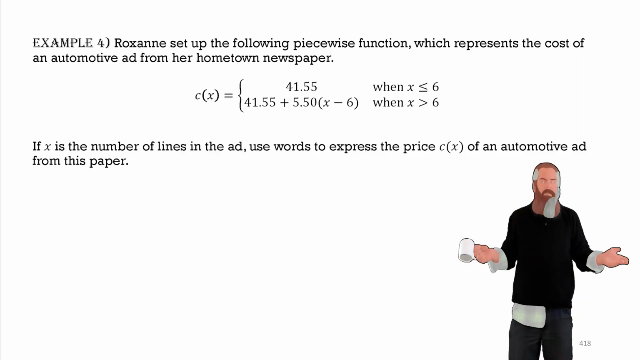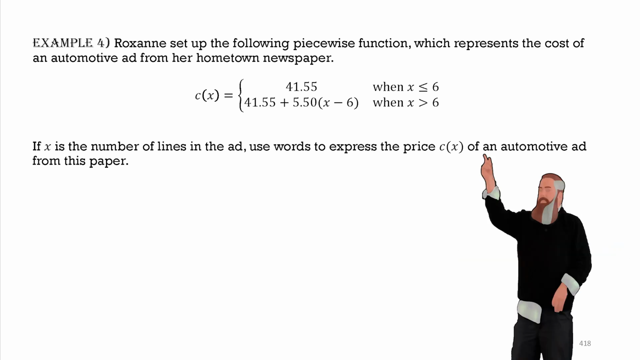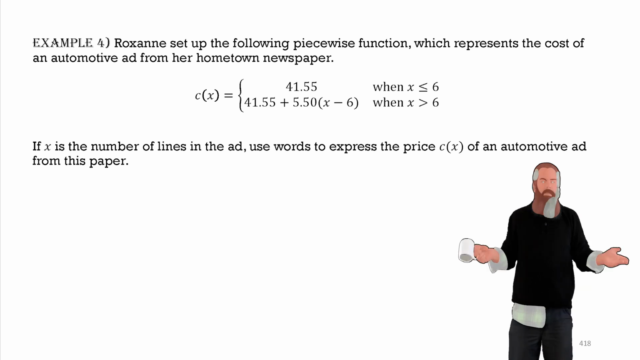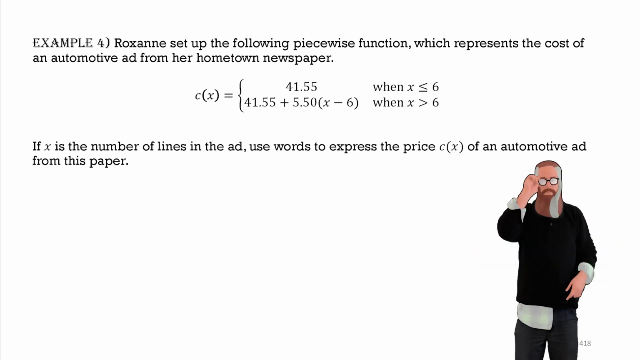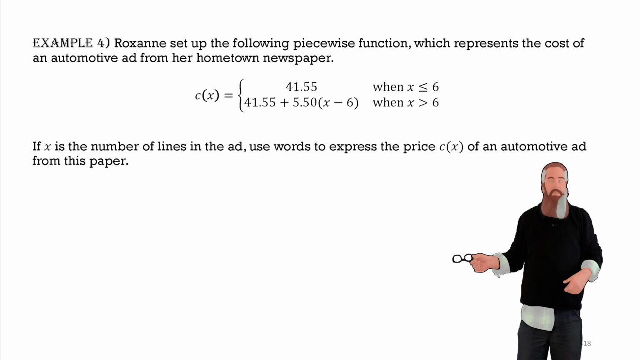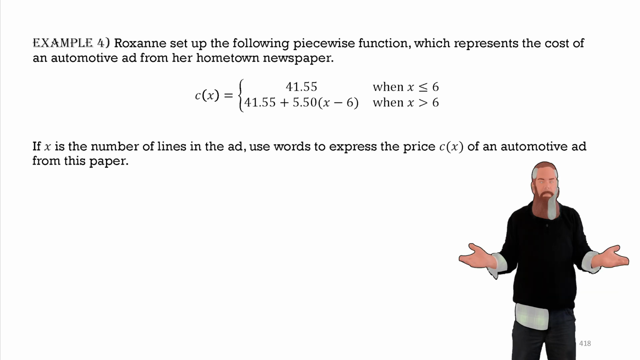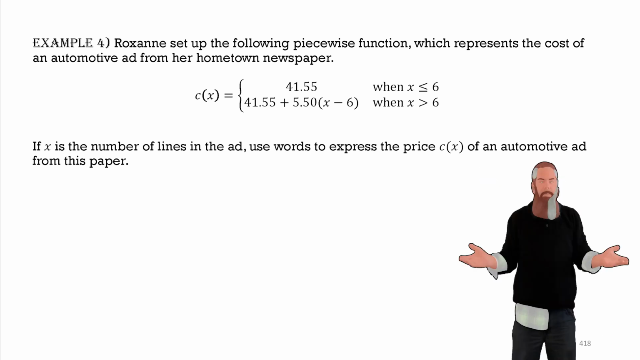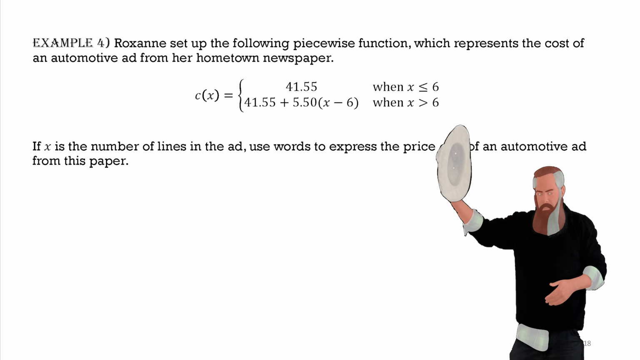Roxanne set up the following piecewise function, which represents the cost of an automobile ad for her hometown newspaper. If X is the number of lines in the ad, use words to express the price C of X of an automobile ad from the paper. Look at the two domains. Look at the function rule in the first line. The inequality x is less than or equal to 6 tells us that the cost is $41.55 if the number of lines is less than or equal to 6.